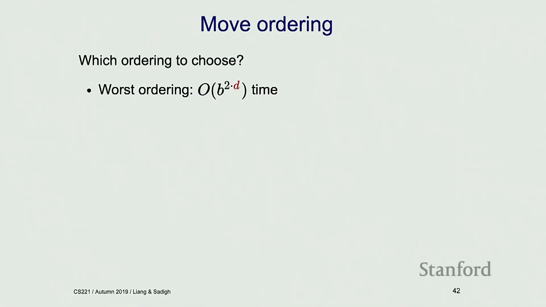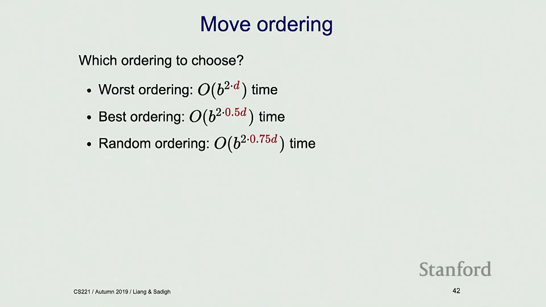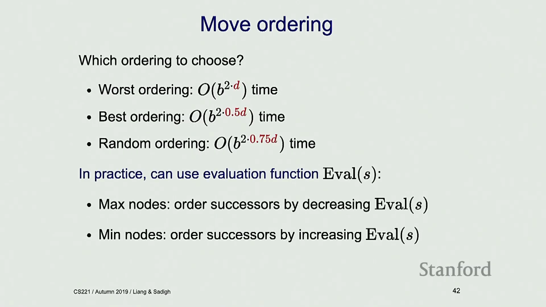In the worst case scenario, our ordering is terrible, so we need to actually go over the full tree. That's order of b to the 2d. That's the worst case scenario. There is this best ordering where you don't explore half of it. So if you have a tree where you can explore up to depth 10, then with the best ordering you can actually explore up to depth 20. So that's a huge improvement actually. The best ordering is going to be order of b to the d. And then random ordering turns out to be pretty okay too. Random ordering would be order of b to the 2 times 3/4 times d. So even if you had the random ordering, it would be better than the worst case scenario.